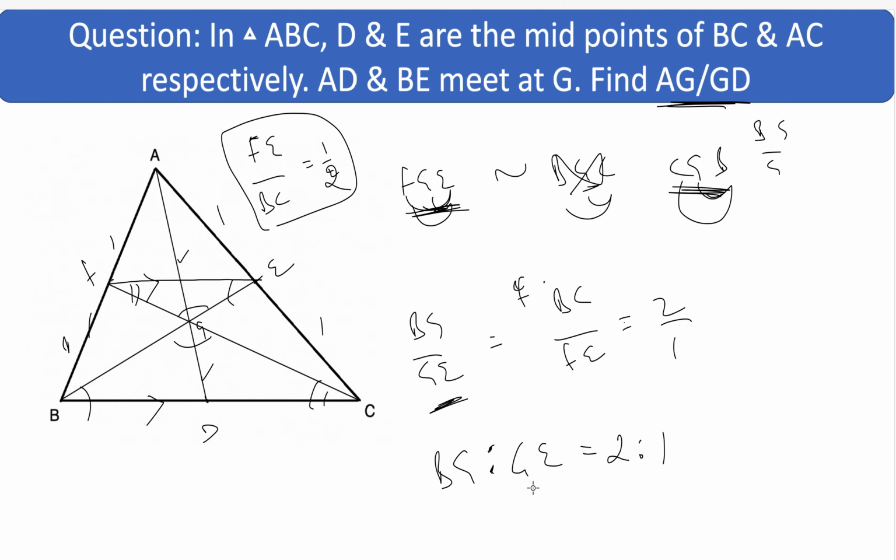So we know that BG is to GE becomes 2 is to 1. Similarly, you can calculate for AG is to GD as well. Okay, it will be obviously equal, right? Because you can just label these triangles differently. Just change A and B, and interchange some of these also. You'll get the same result. Okay, so AG by GD.